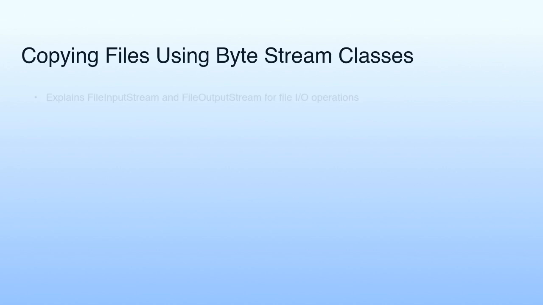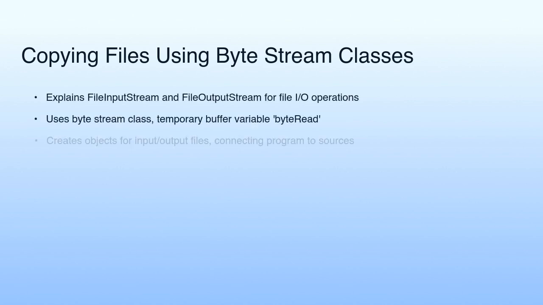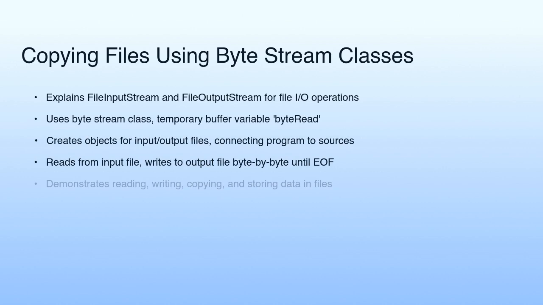The FileInputStream and FileOutputStream classes are explained for performing file I/O operations using byte streams. The program creates objects for input and output files, connecting the program to the sources. It reads from the input file and writes to the output file byte by byte until the end of file is reached, demonstrating how to read, write, copy and store data in files.